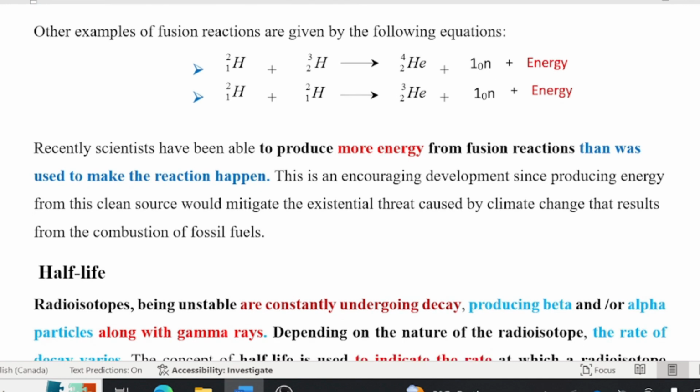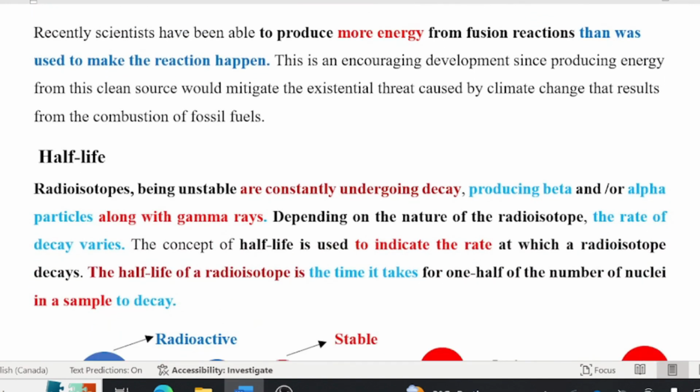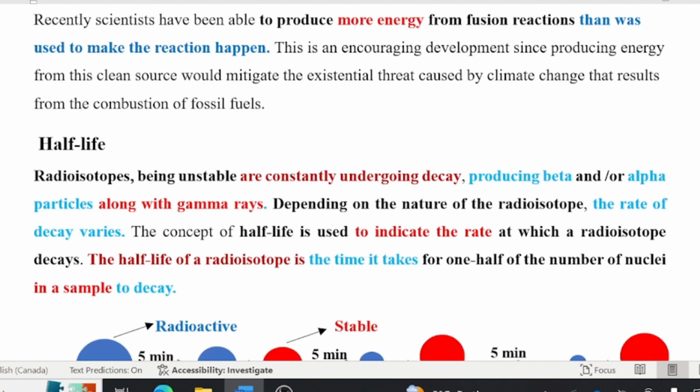Now we move on to something called half-life. We alluded to this when we talked about the use of radioisotopes in nuclear medicine. We said that we need a radioisotope that has a short half-life. That means it will disappear very quickly from the body. Now, what is the meaning of half-life?